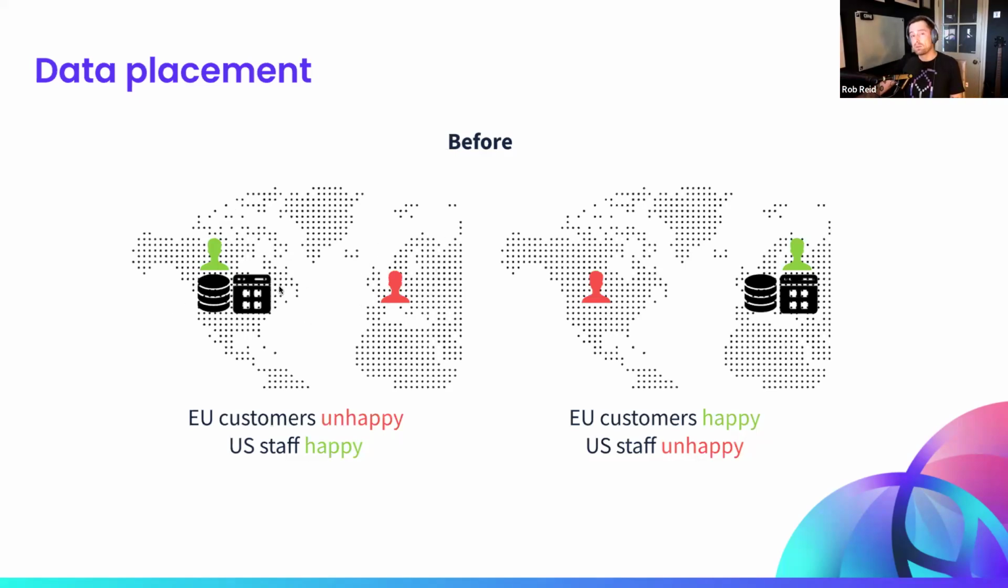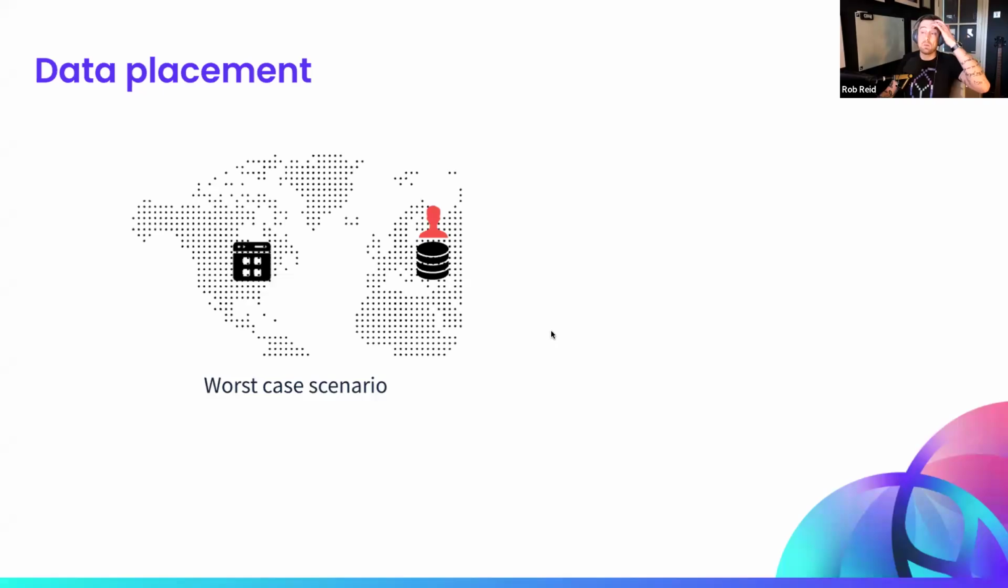They're having to make long round trip times to get at their data. And it's exactly the same if the reverse is true. The worst case scenario, and it does get worse, is if you have an EU-based customer, but you believe that you need to store their data locally to them, but the application is still running out of the US. That's probably a worst case scenario.